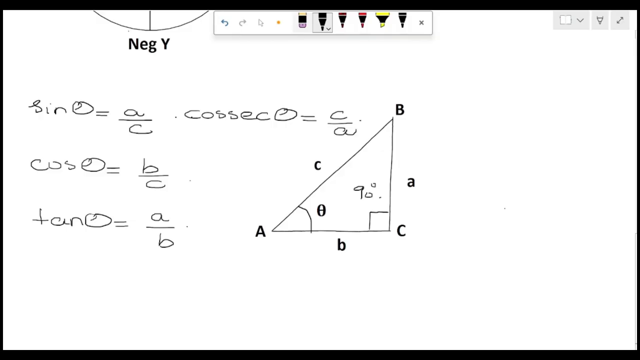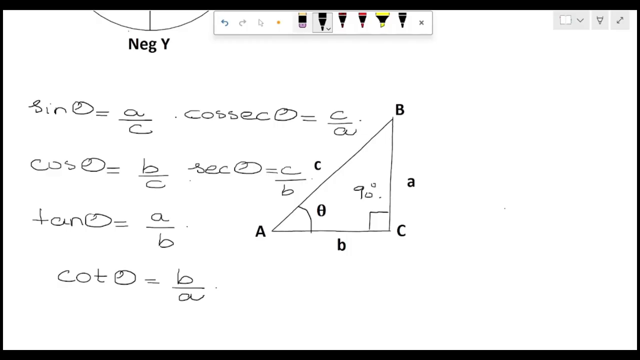Then we have cos theta. So the opposite of cos theta or its reciprocal is sec theta. And sec theta is equal to the hypotenuse over the base. And then for tan theta, the opposite of tan theta is cot. So we can write cot theta is equal to the base over perpendicular. These are our 6 trigonometric functions.